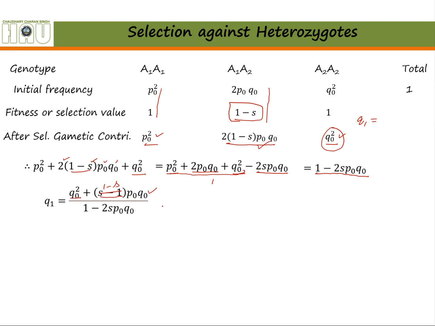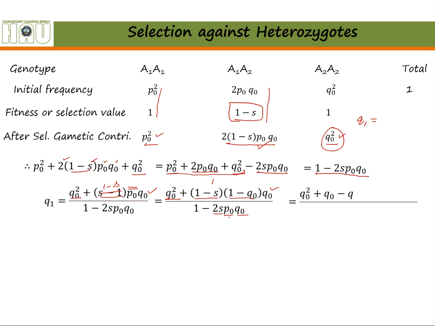So if you further simplify it, so it is Q0 square plus (1 minus S), P0 can be replaced as 1 minus Q0, and Q0, divided by 1 minus 2S P0Q0. If I make it further simplified, then you will get Q0 square, then Q0 minus Q0 square minus Q0S plus S Q0 square. So this cancelled out, and what we are left with is Q0 minus Q0S.